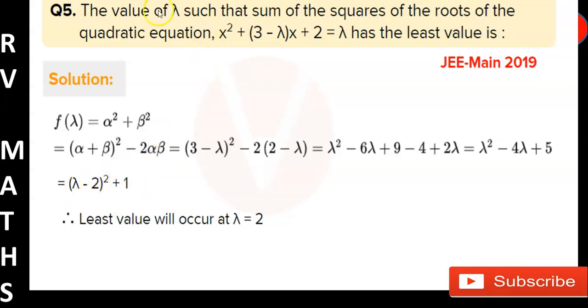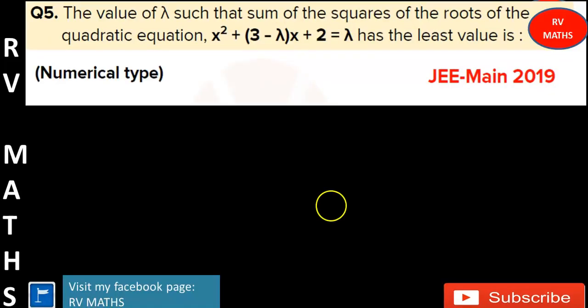And you are asked to find the value of lambda such that this has the least value. So when you put lambda equal to 2, this will become 0. 0 plus 1 is 1, and this cannot be negative because it is a square term. So the least value is obtained when this term becomes 0, and this becomes 0 when lambda equals 2. So that is the option.